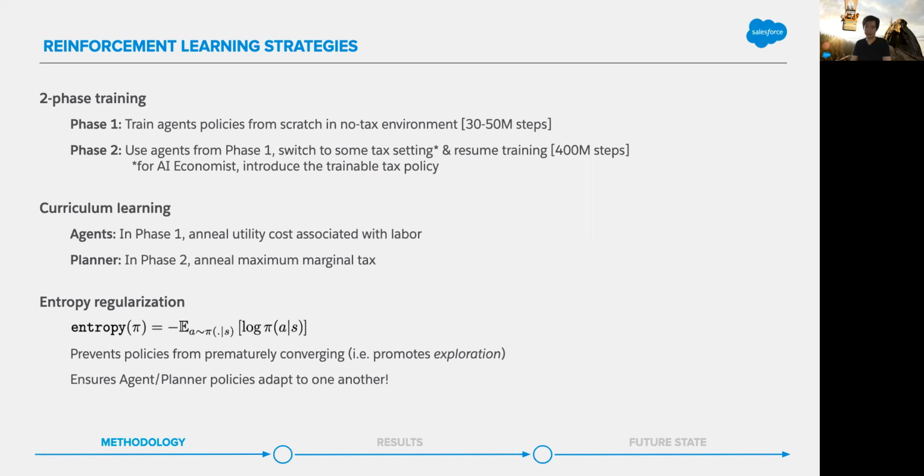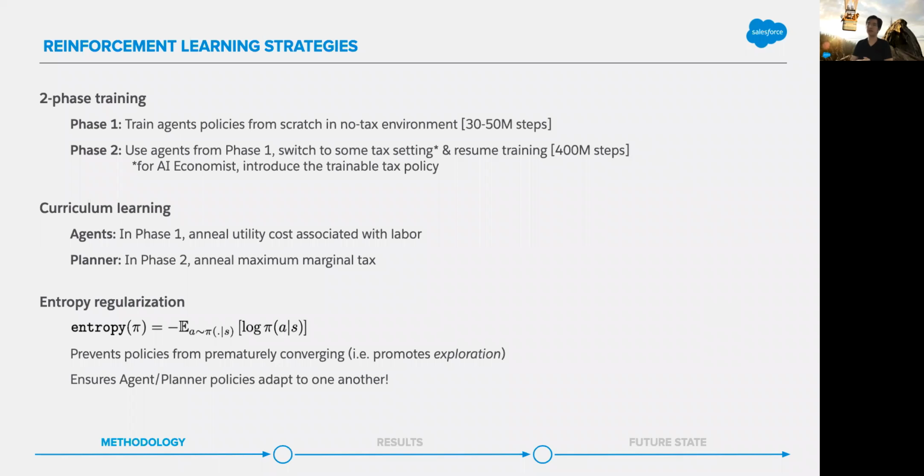The second technique that we use is curriculum learning. So in the first phase, you have to turn on the cost for working slowly. At the very beginning, money is free, like work doesn't really exist. And then at the end of that first phase, the full labor cost has been annealed to 100%. And in phase two, the planner also anneals its tax. So in the beginning, it doesn't set 100% tax on everyone, but you start with 10% tax and 20% tax. And the idea is that this is a smoother way of deforming the reward function over time.